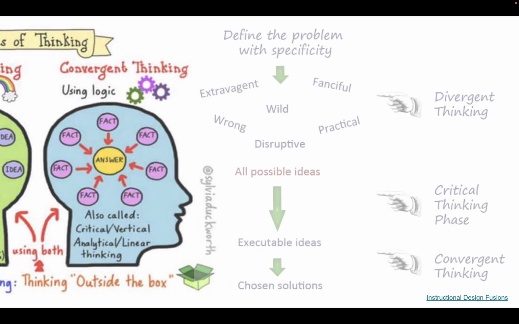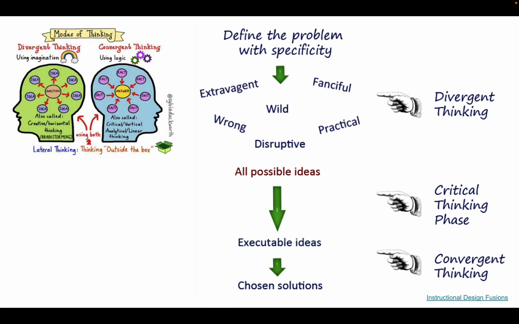When it comes to creating your thinking and learning activities, it's important to consider both modes of thinking before designing them. This diagram from Instructional Design Fusions does a great job of illustrating the way the two can work hand in hand. So we begin with the prompt or the problem. Next, through divergent thinking, the students generate as many ideas as they can, all possible ideas in the time allotted. Then from there, they move into the critical thinking phase, which is to select the most viable options. Those are executable ideas. And lastly, they go on to the chosen solution. That's your convergent thinking, the quote-unquote one right answer.